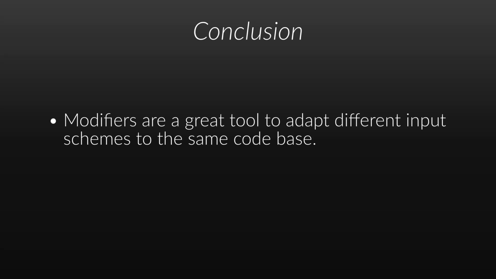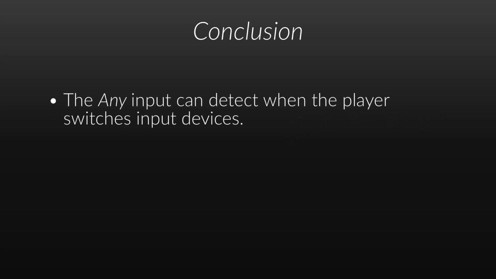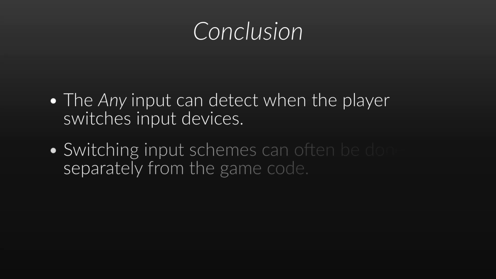We learned how to use modifiers like the scale, dead zone, and the virtual cursor modifier to make input from controllers look similar to input from the mouse for our game code. We learned that we can use the any input to switch between different input modes whenever we detect input from a certain type of device. And we learned how we can set up input handling so we can seamlessly switch between input devices without having to change any of our game code.